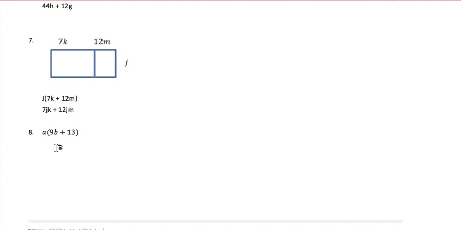And finally, number 8, a times 9b would be 9ab, again, in the order that they appear in the alphabet. And a times 13 is 13a.